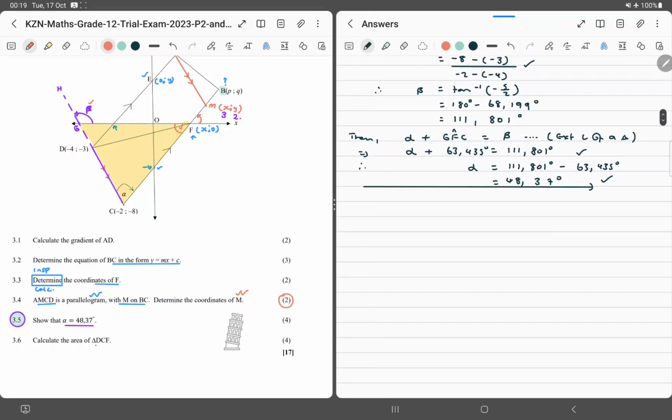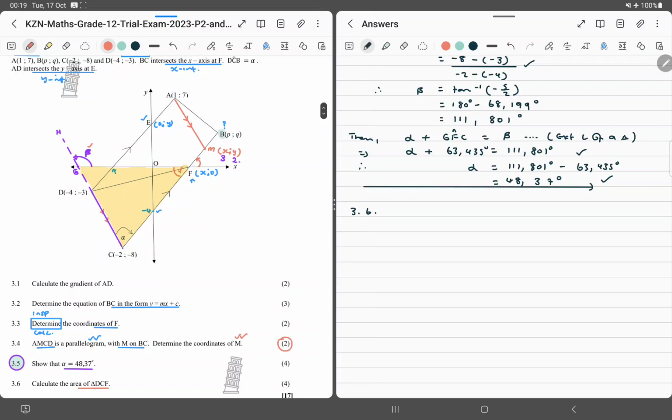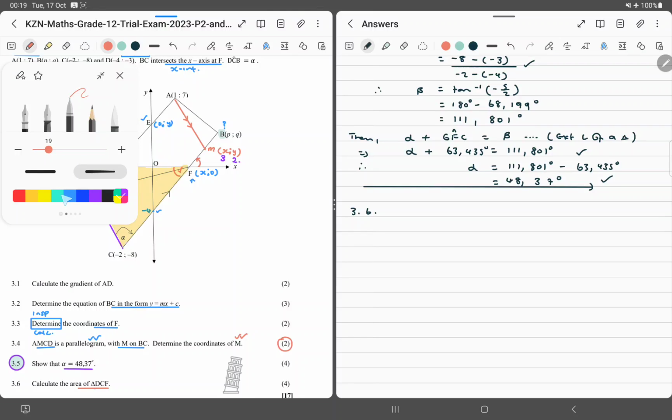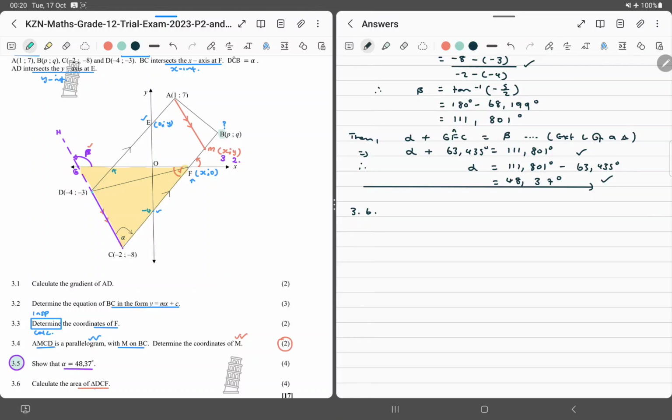Okay, let's finish up this question now. 3.6, we're told to calculate the area of triangle DCF. Where is that? Okay, let's find this triangle. So D to C and to F. So I'm just gonna outline it light blue. So it's always nice when you've got some nice pencils that are colored, because that helps you a lot.